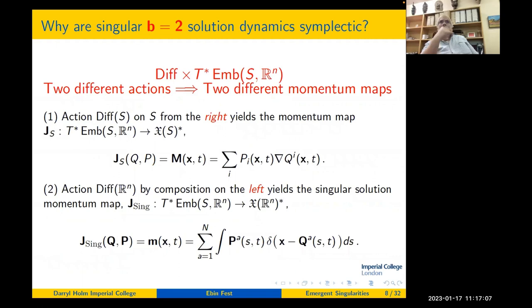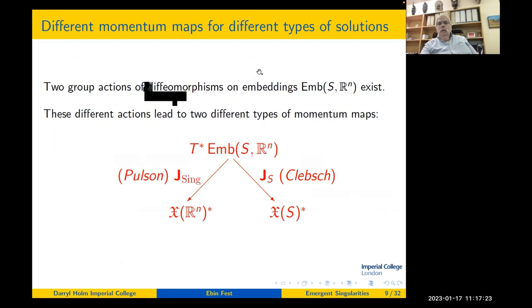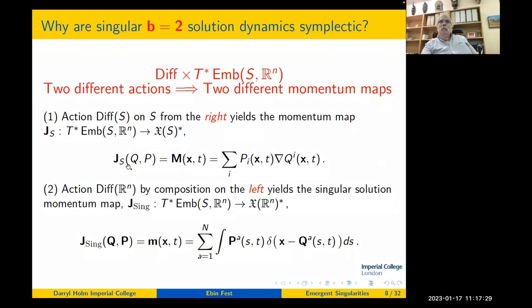Let me explain. When diffeomorphisms act on the cotangent bundle of embeddings, they can either act on the Lagrangian coordinates or they can act on the full space. If they act on the Lagrangian coordinates, then this is what appears from the Clebsch representation. This is the right action momentum map, and it's the thing which appears in the integrand of the Kelvin theorem for fluid dynamics, and especially for Euler's equation. And for Euler's equation, the P's and Q's are the Clebsch variables that we began with in Tudor's talk earlier.